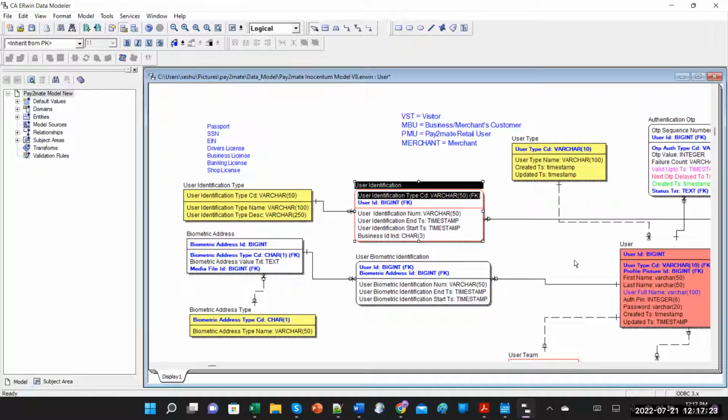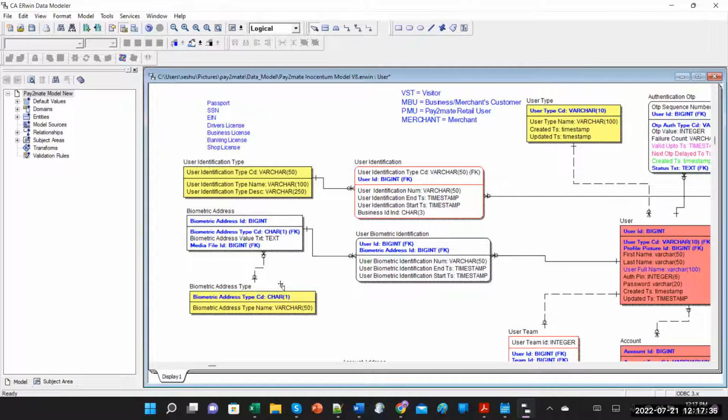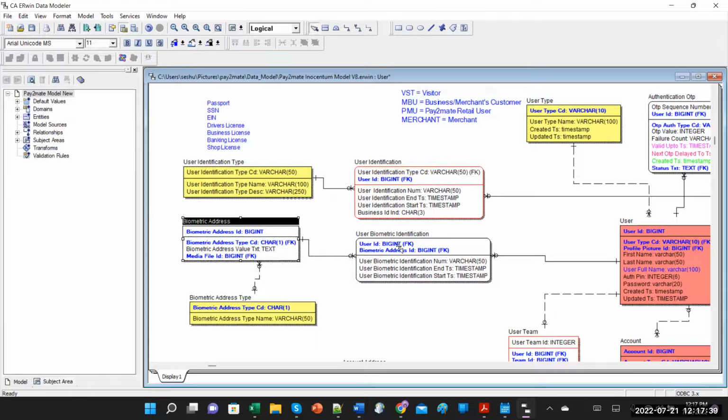How do you distinguish whether this ID belongs to a merchant, a business or an individual? It's through the user type, which tells what kind of user it is. For an individual user, the biometric information is here. One user can have more than one biometric, and one user can have more than one ID. He may have a passport, driver's license, etc.